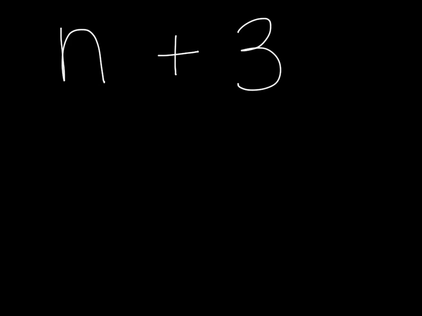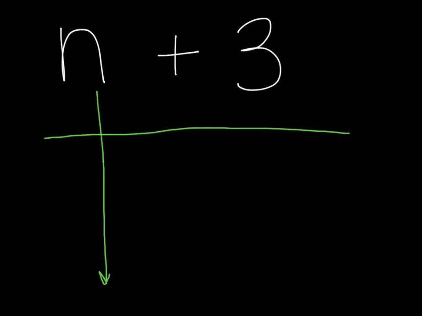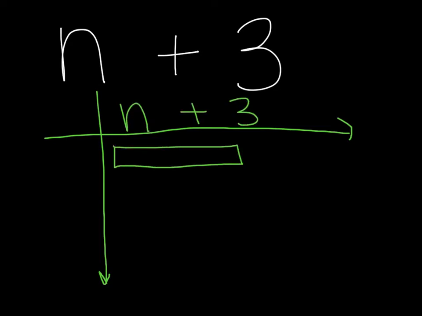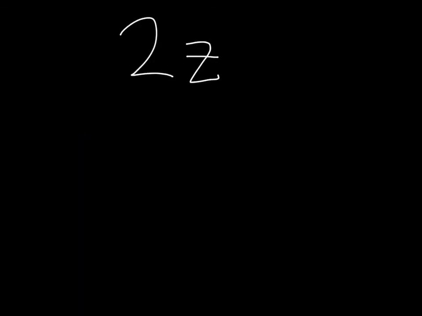Okay, what about this one? N plus 3. So here's kind of my little workspace here, and I'm going to write this one across the top, N plus 3. So I have a variable of n, and there's just one of them, because remember, anytime that there's not a coefficient that you can see, it's always just 1. So I have 1n plus 3 units. So that's how I would visualize and draw out n plus 3.